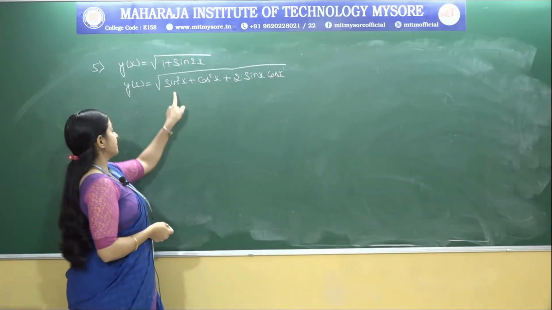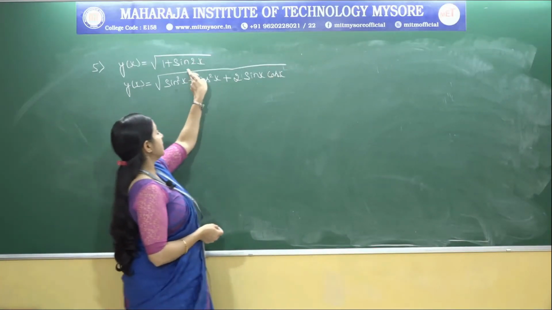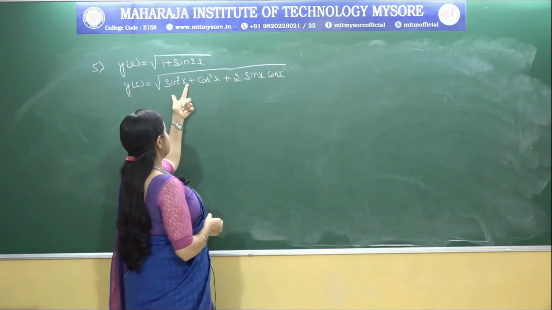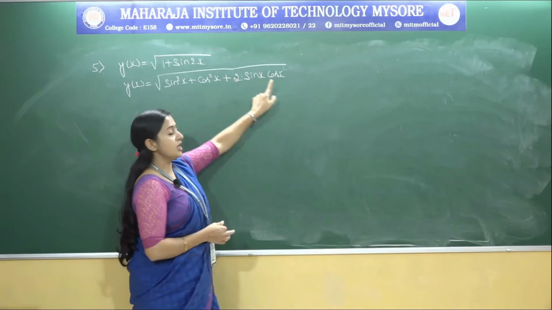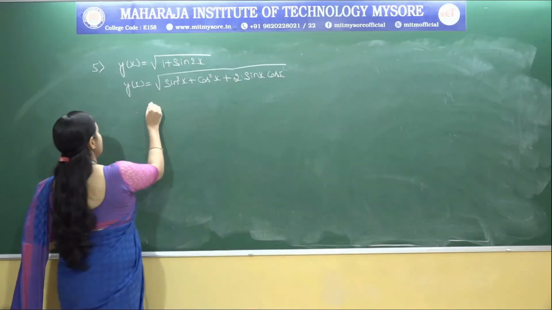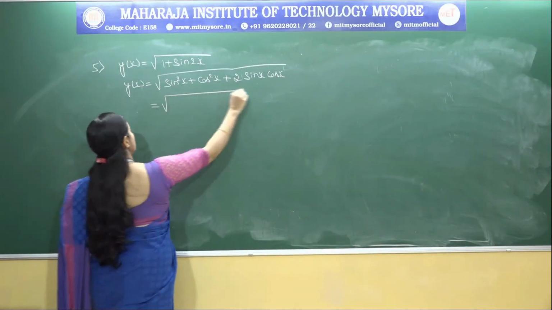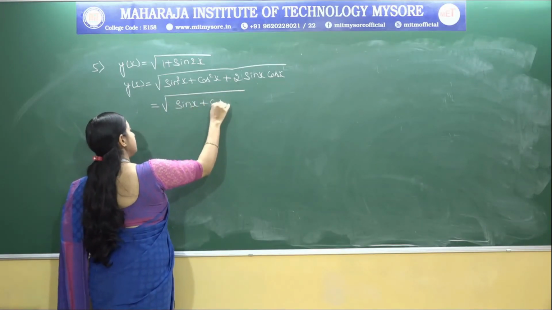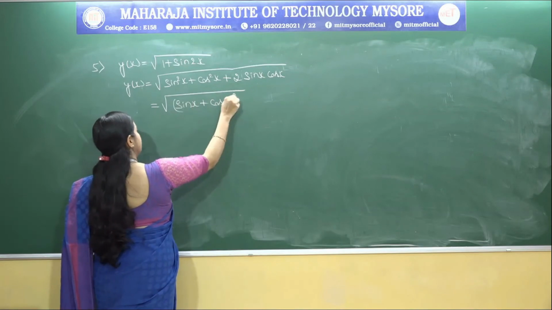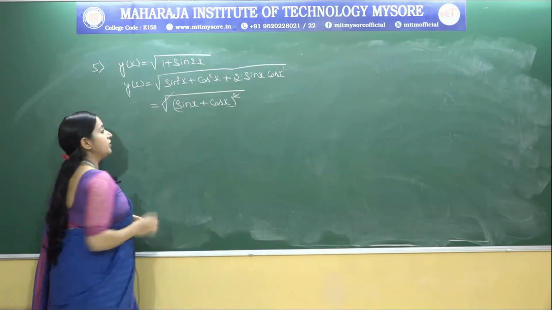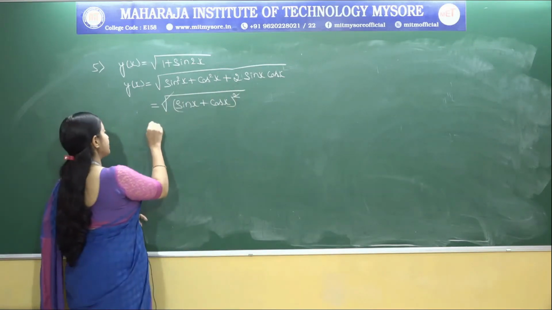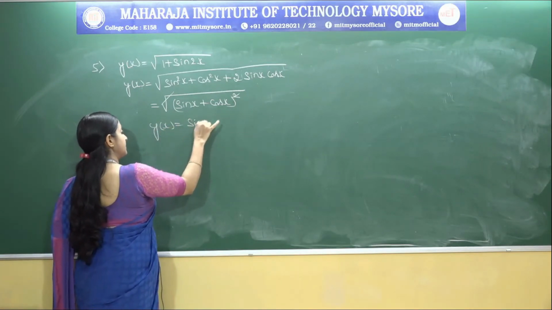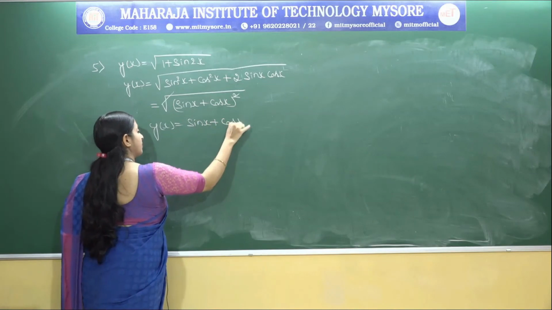So 1 you can write as sin square plus cos square, and sin 2x is 2 sin x into cos x. So now it is the a square plus b square plus 2ab formula. So you can write y of x within a square root as a plus b whole square, sin x plus cos x whole square. Now you can cancel the square root with the square. So we will reduce the given function y of x to sin x plus cos x.